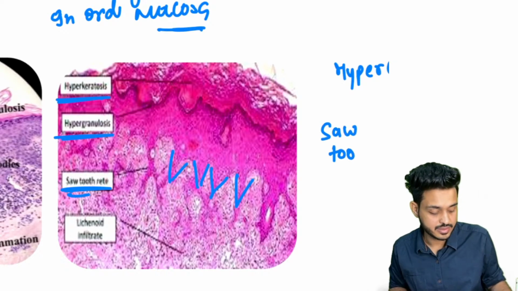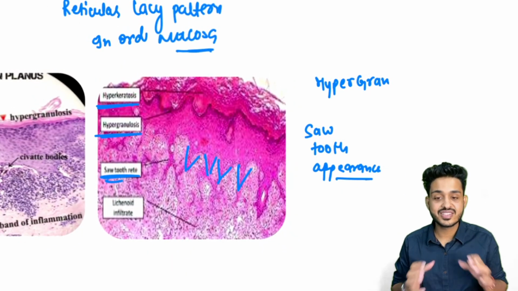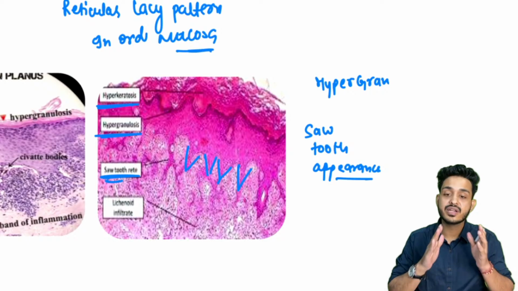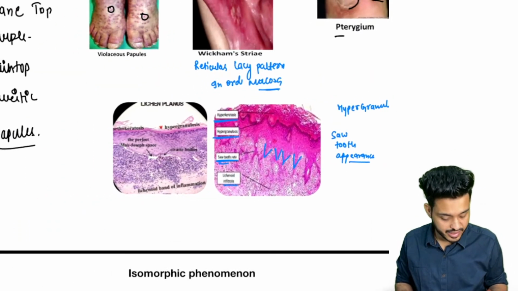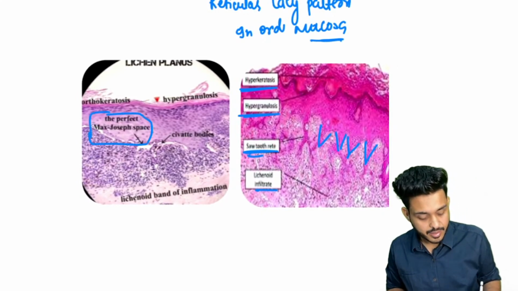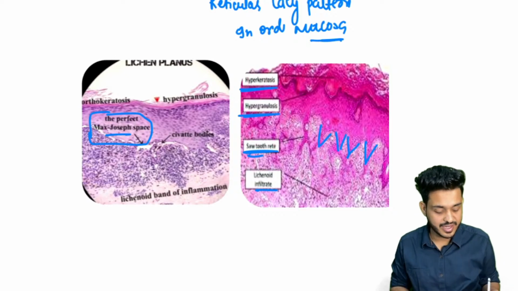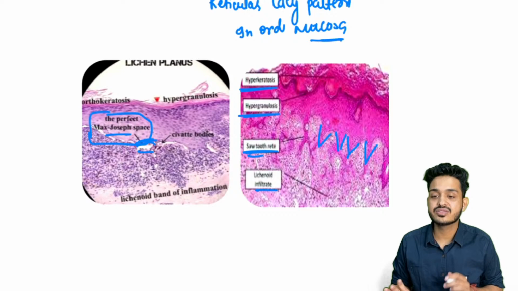Sawtooth-like appearance. What we have seen in psoriasis is that the red ridges are club shaped, long and broad red ridges, right? Here you can find a lichenoid infiltrate. That is not at all much important. The much more important thing is the perfect Max Joseph cleft. Here there is a space between these two layers, and that is known as the Max Joseph cleft.